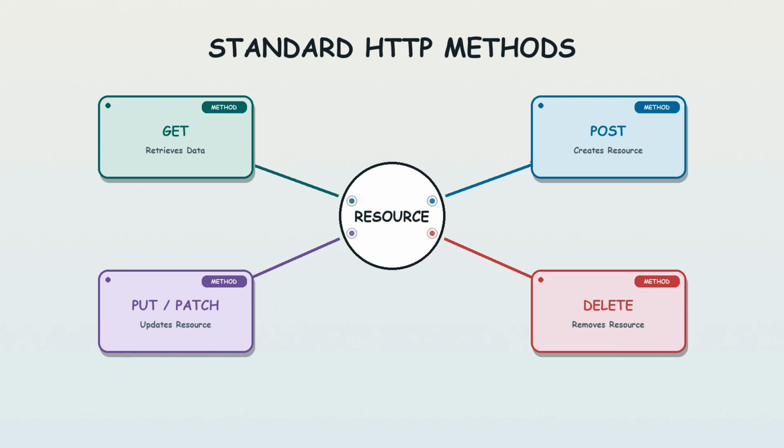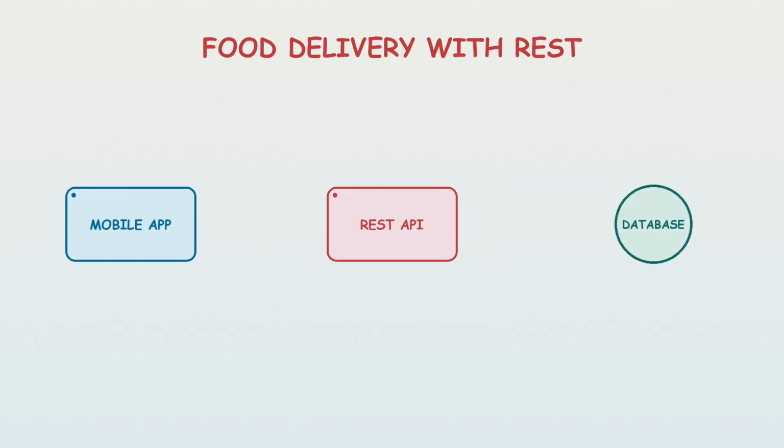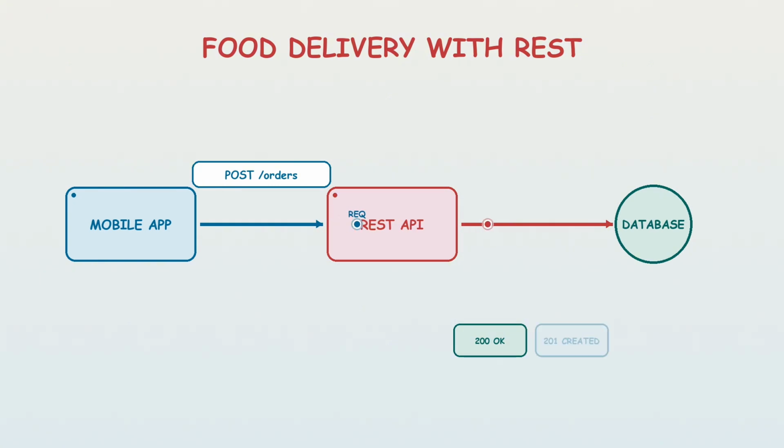Imagine a food delivery app. It can retrieve a restaurant with a GET request, create a new order with POST, and later request that order's latest status. The server normally returns JSON along with an HTTP status code, such as 200 for success, 201 for a newly created resource, or 404 when the resource does not exist.